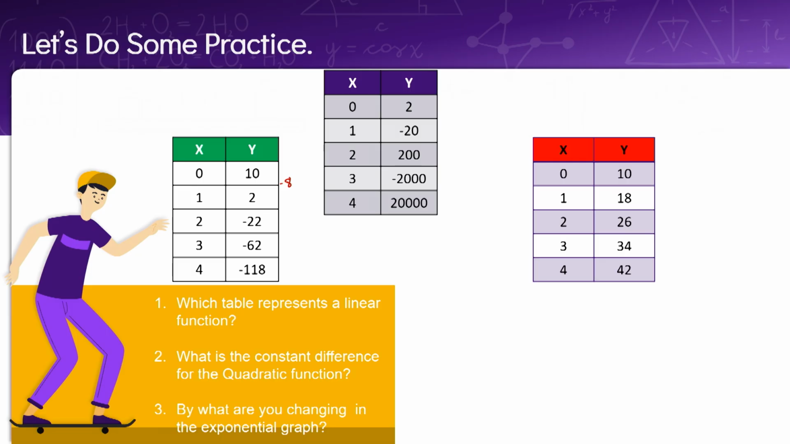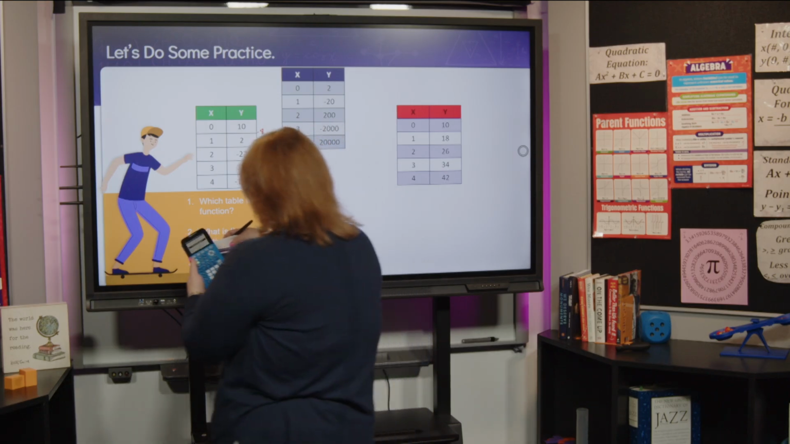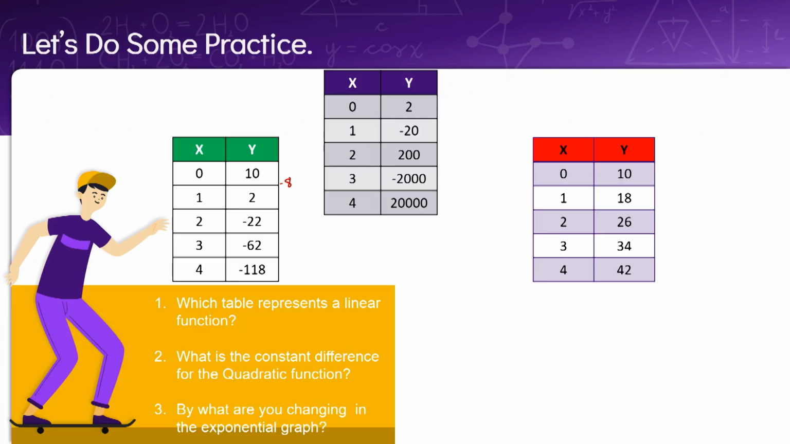Well, Ms. Killen, I'm not quite sure. Well, let's grab our calculator. If I go from 2 to negative 22, I am subtracting 24? Let's see. 2 minus 24, I get negative 22. So what do I do to go from negative 22 to negative 62? I am subtracting 40. And then to go from negative 62 to negative 118, I am subtracting 56.